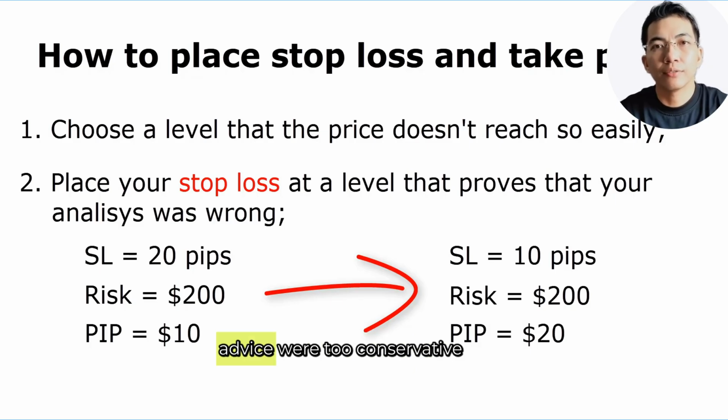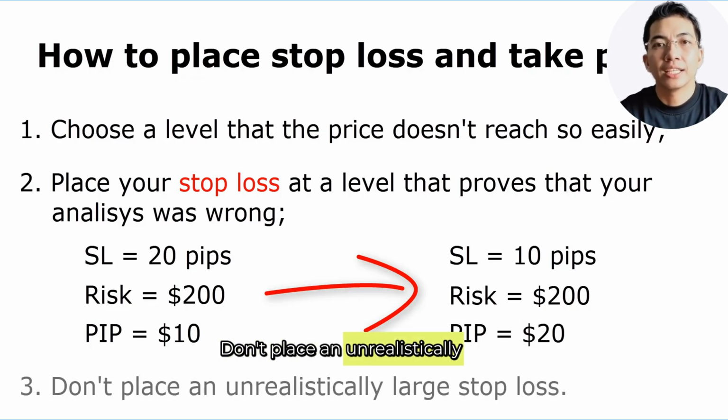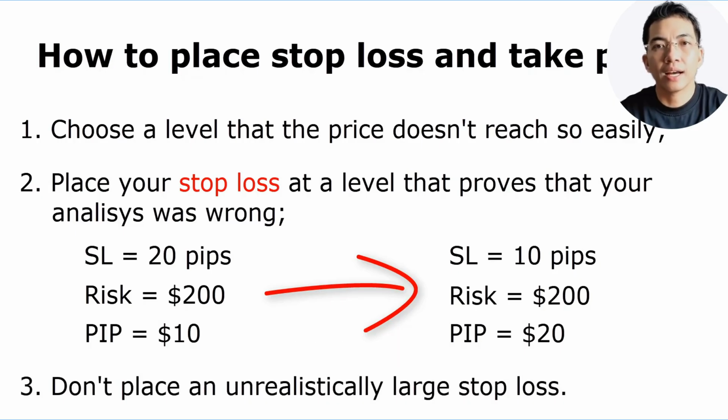If the first two pieces of advice were too conservative and you may want to put your stop loss very far from the entry level, now here I come with the last advice. Don't place an unrealistically large stop loss. I give you this advice because at the moment you need to choose the take profit, you will have problems with the risk to reward ratio if you place your stop loss too far. This may look like a contradiction of the first two, but with the following example you will see that you can balance them and everything makes sense.